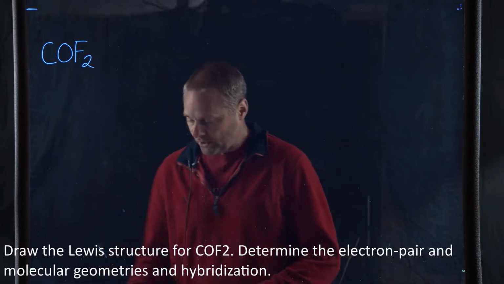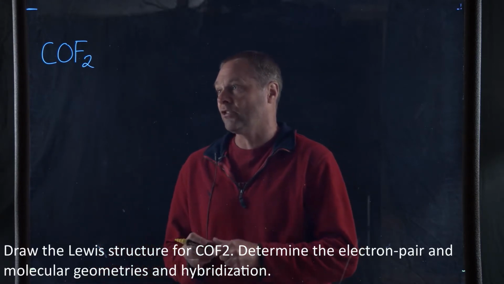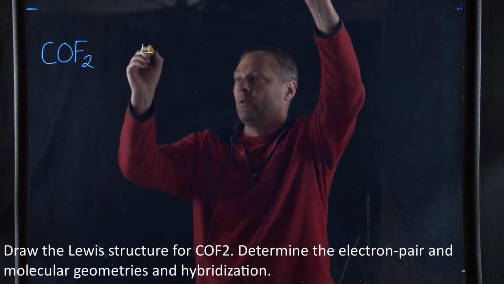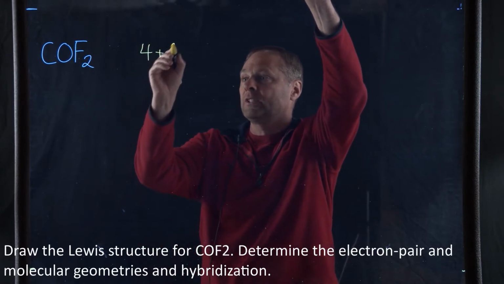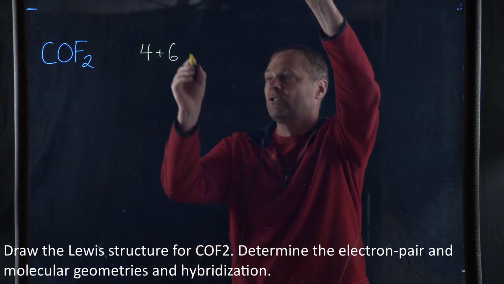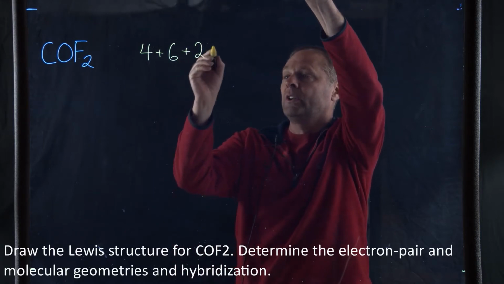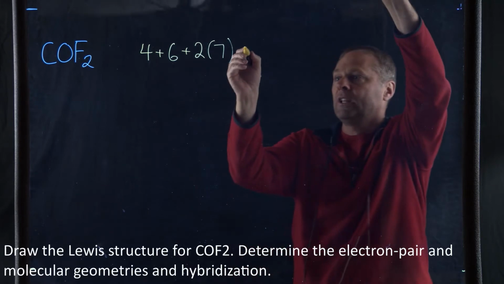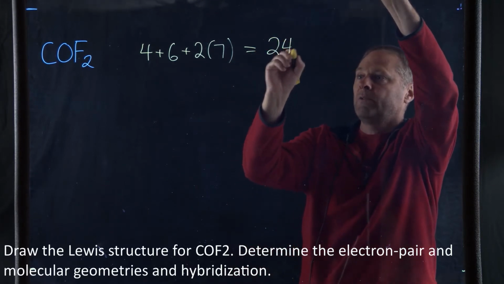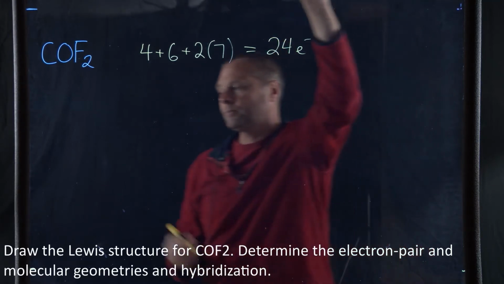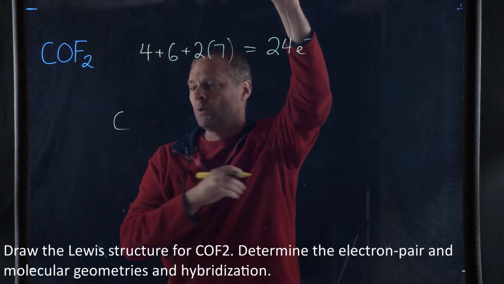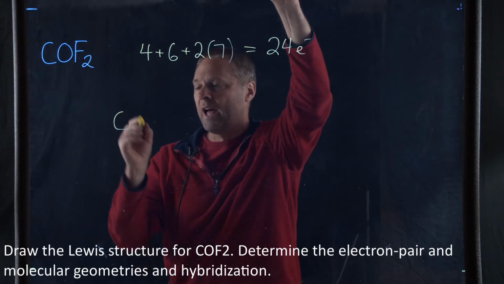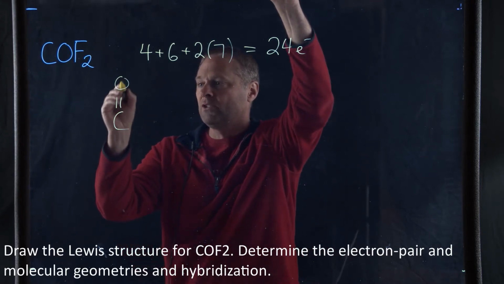So in order to start, let's count the electrons. We know carbon has 4 valence electrons, plus the 6 valence electrons for the oxygen, and then each fluorine is going to have 7 valence electrons. So this is 10, 14, so we have to come up with 24 electrons. Carbon, being the most metallic, is going to be the central atom. We'll have a double bond to an oxygen.